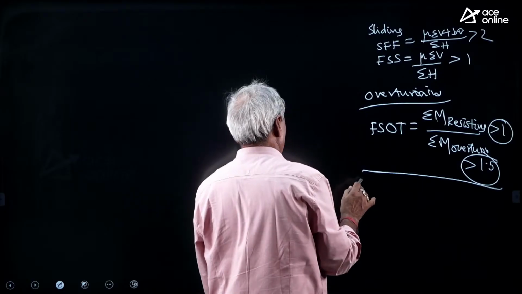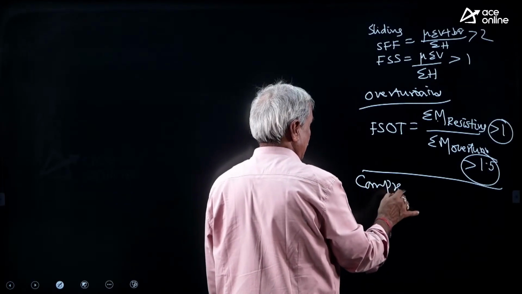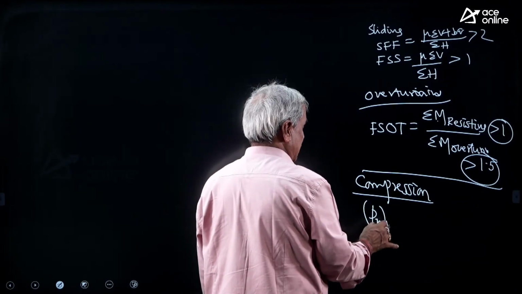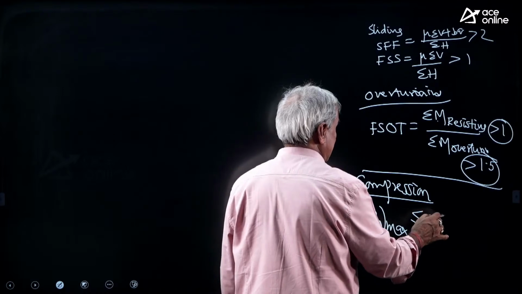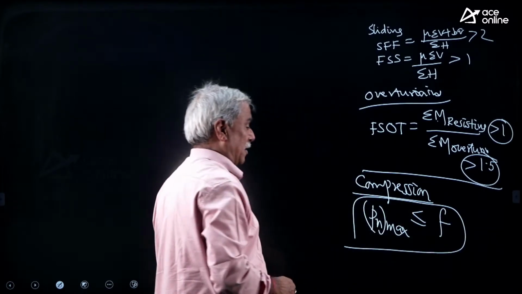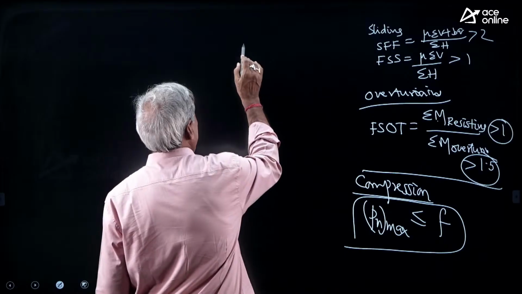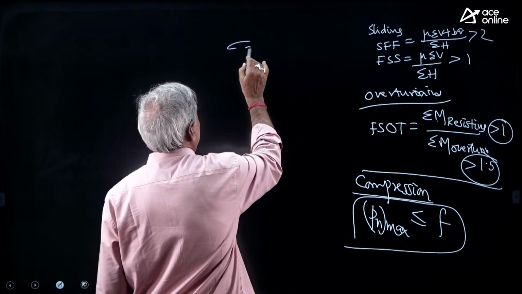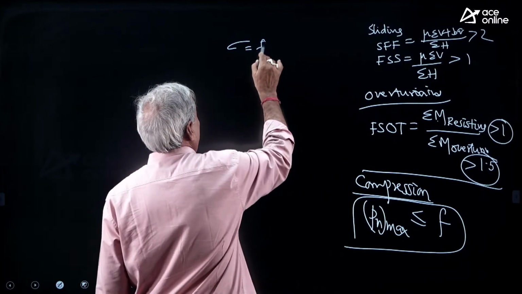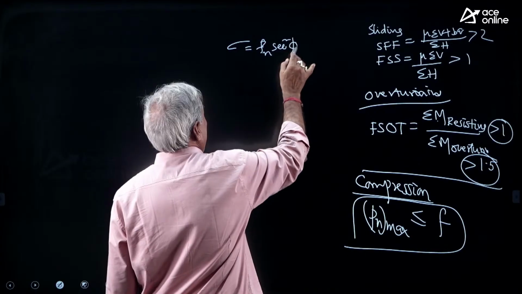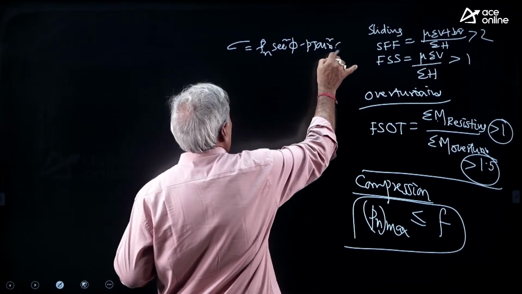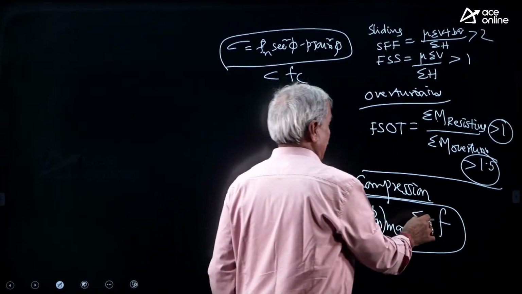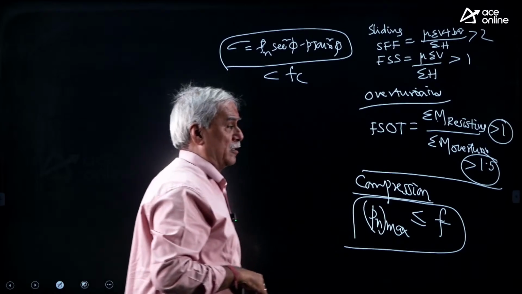Then the failure due to compression. Maximum compressive stress must and should be less than F, the permissible compressive strength of the concrete mix used. To be more specific, sigma max equals Pn secant square phi minus P tan square phi. This value must be less than Fc. Fc is nothing but the permissible compressive strength of the concrete.